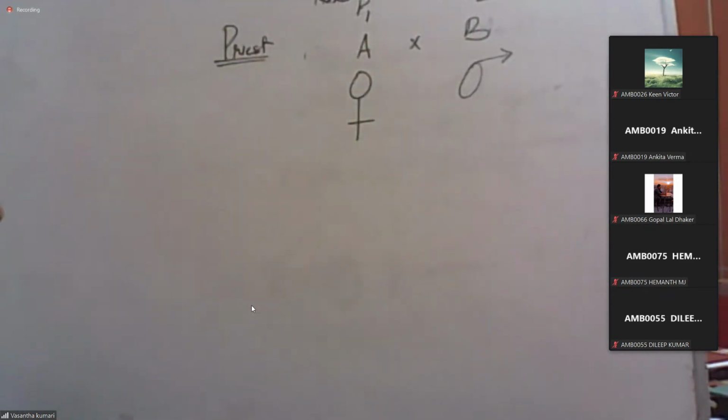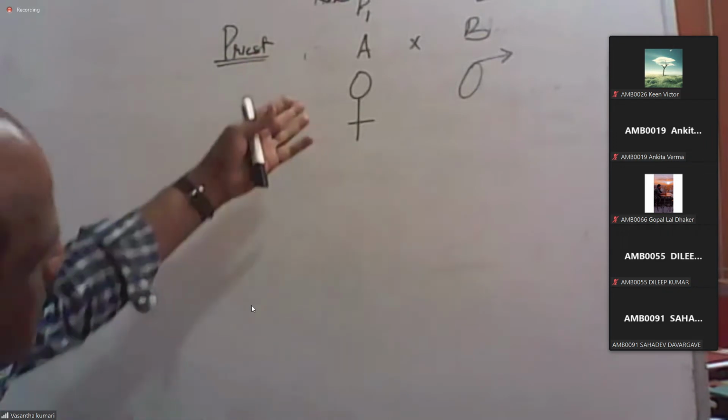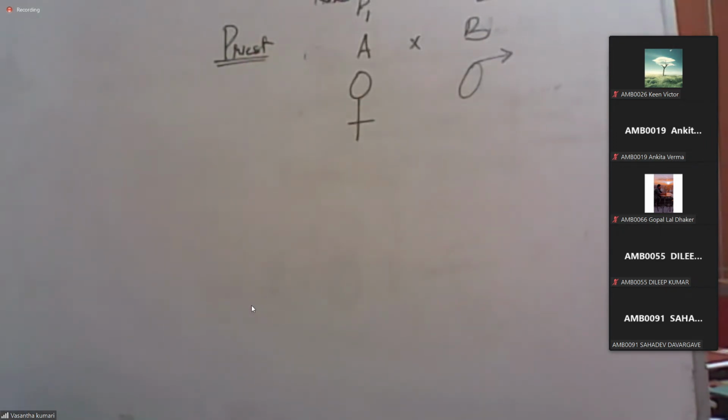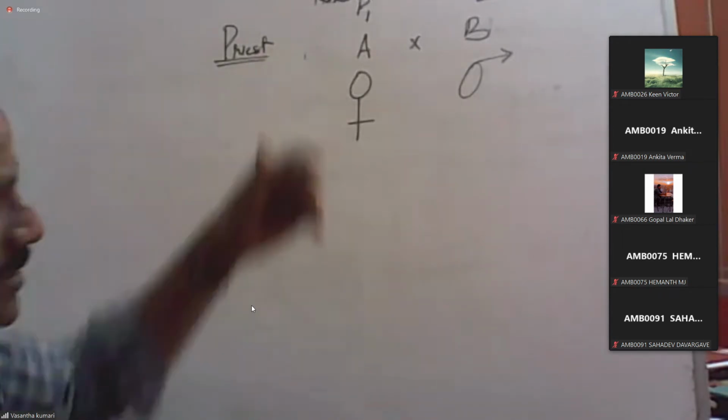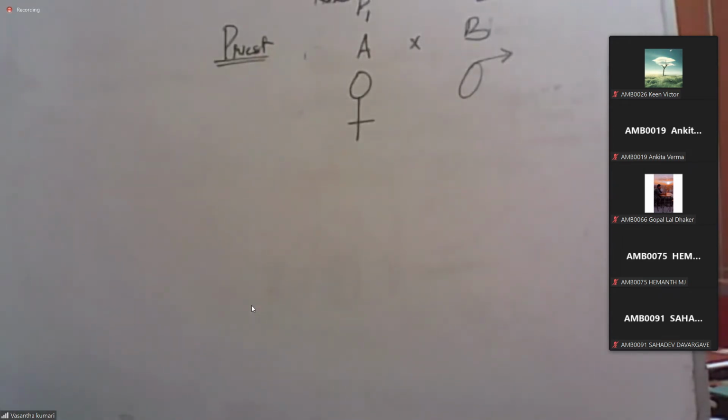What is the symbol? Symbols of male and female gametes, sir. That symbol is fine, but what does it depict? Gender of the individual, sir. No, gender is fine. What does this symbolize? How many girls are there in this group?